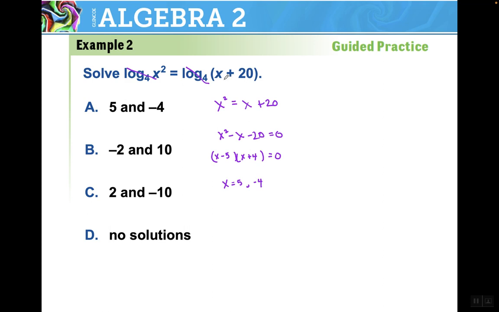Well, definitely check that -1, but -4 plus 20 is a positive number, and of course x squared is positive, so it should be both of those.